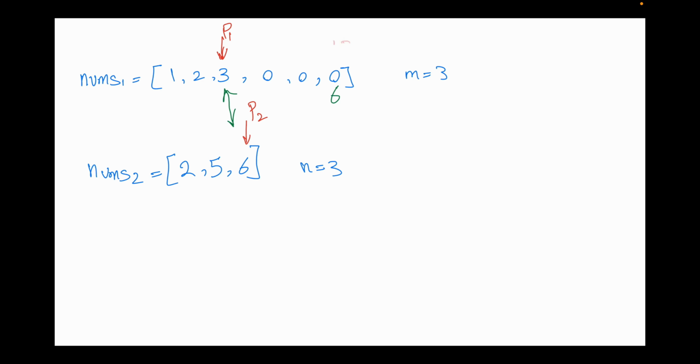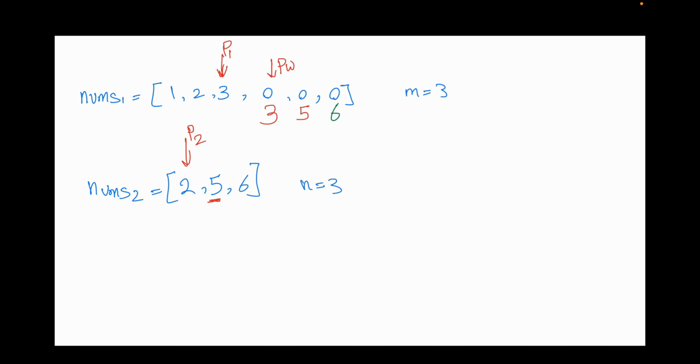We decrease this pw to here, and since the value at p2 is greater than the value at p1, we decrease p2 to here. Again, we compare p2 with p1, and since this value is greater, we put 5 here, and same as before, we decrease this pw to the previous one, and we decrease p2 to the previous one. And then we compare the value at p1 and p2.